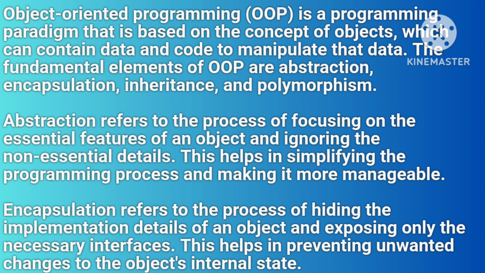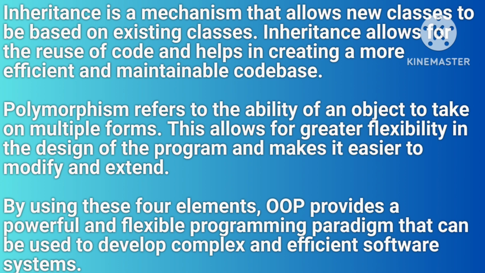Encapsulation refers to the process of hiding the implementation details of an object and exposing only the necessary interfaces. This helps in preventing unwanted changes to the object's internal state. Inheritance is a mechanism that allows new classes to be based on existing classes. Inheritance allows for the reuse of code and helps in creating a more efficient and maintainable codebase. Polymorphism refers to the ability of an object to take on multiple forms. This allows for greater flexibility in the design of the program and makes it easier to modify and extend. By using these four elements, OOP provides a powerful and flexible programming paradigm that can be used to develop complex and efficient software systems.